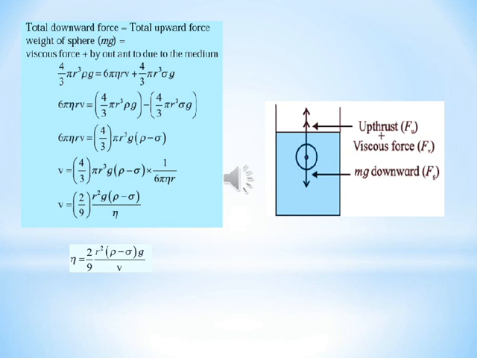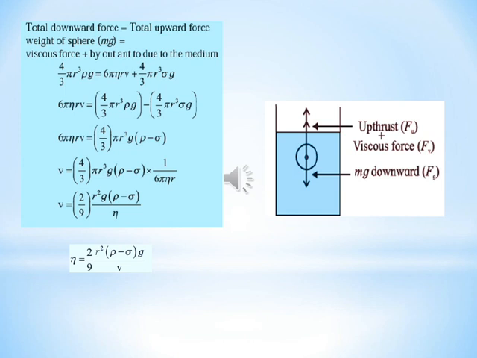So this is nothing but the terminal velocity, and we can get the value for η also. So η will be 2/9 r² (ρ − σ) g divided by v. So this is the value for η, which is the coefficient of viscosity, and v is the terminal velocity. So this is all about terminal velocity.